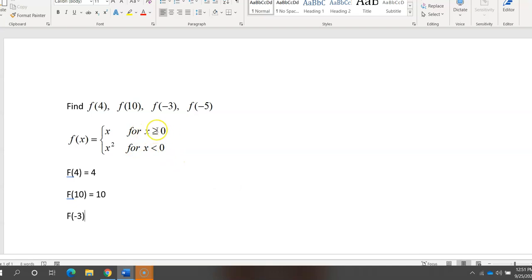Well, let's look at negative 3. Negative 3 is not greater than 0, so this piece will not do. But if we look down here, negative 3 is less than 0. We're going to plug it into the x squared piece. We'll have negative 3 squared, which is going to give us 9.